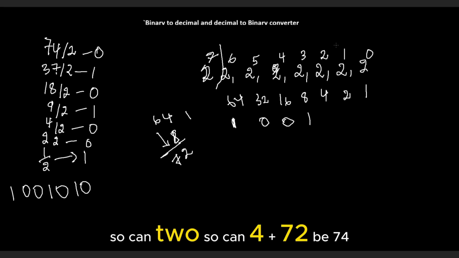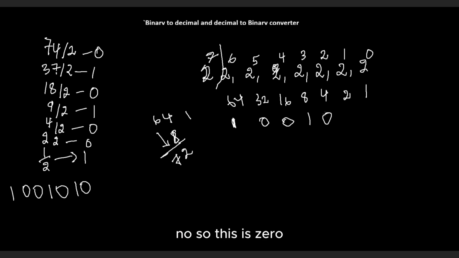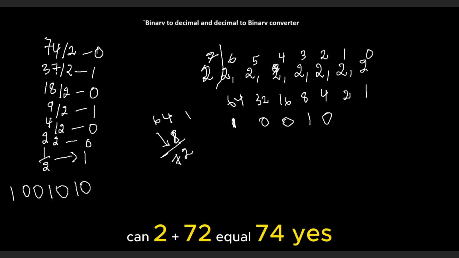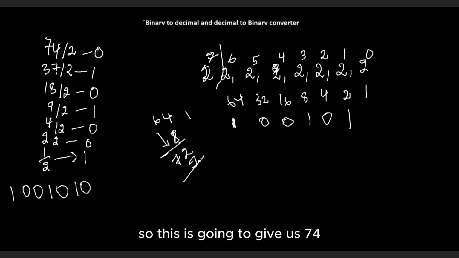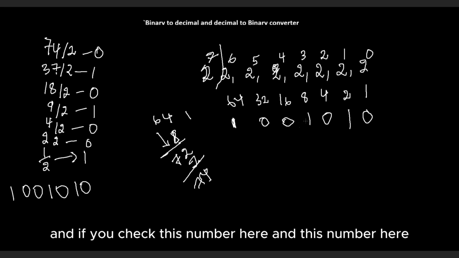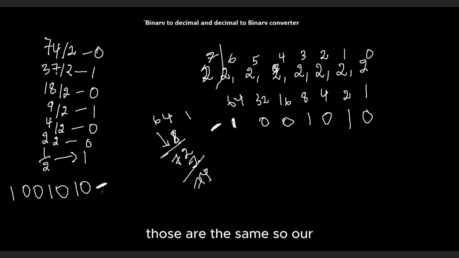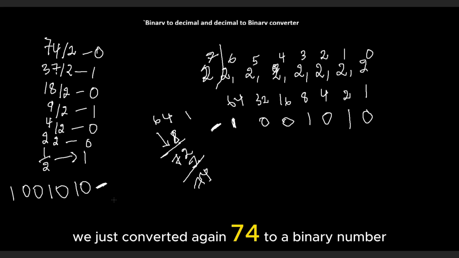Can 4 plus 72 be 74? No, so this is 0. Can 2 plus 72 equal 74? Yes, so we're gonna take 1 here, and we're gonna add this. This is going to give us 74, so we don't need anything here. If you check this number and this number, those are the same. So we just converted 74 to a binary number again.